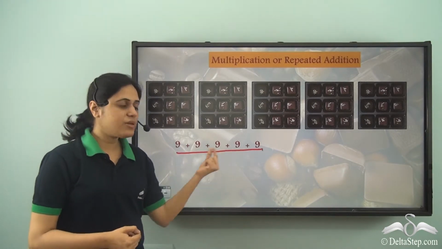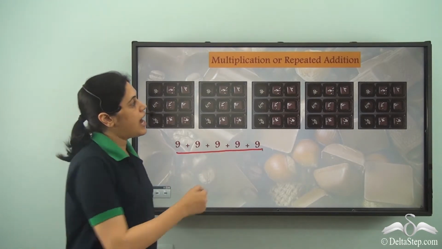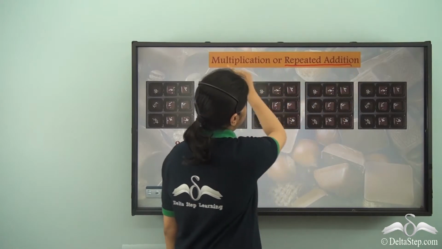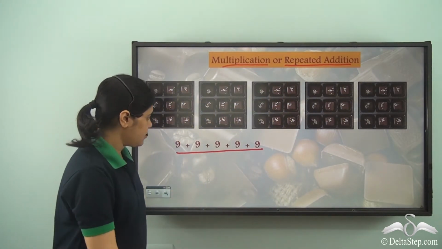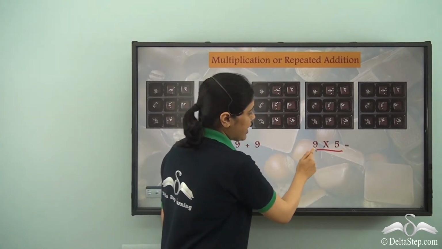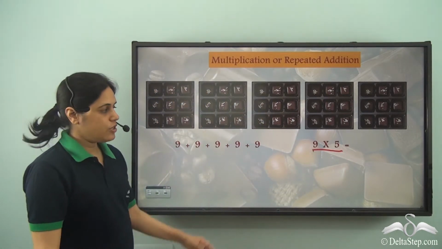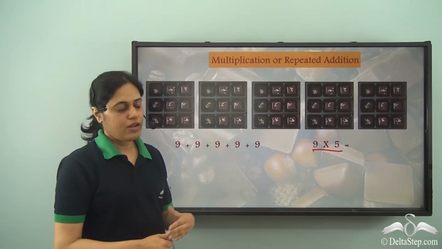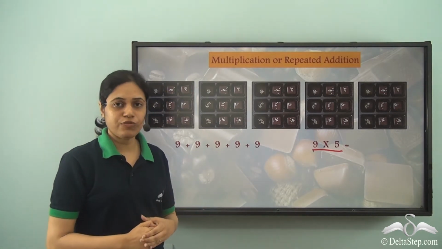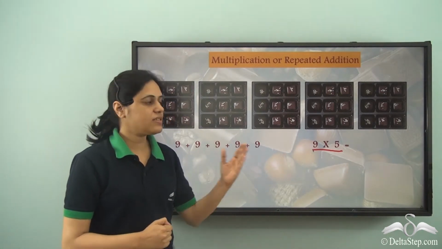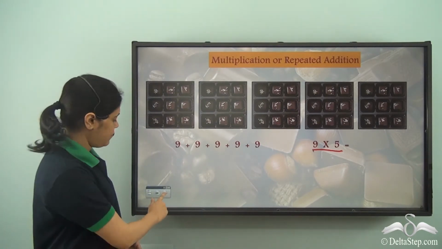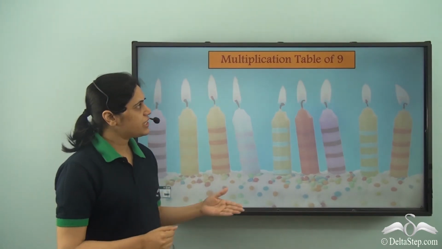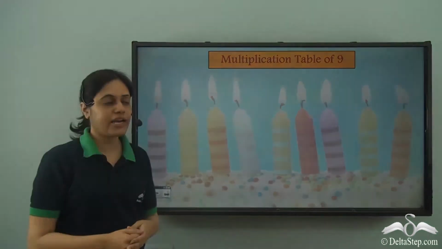But this is repeated addition. And we know that repeated addition is multiplication. So instead of this, I can write 5 times 9. 9 into 5. But how do I find 9 into 5? For this, once again, I need the multiplication table of 9. So let's make the multiplication table of 9.